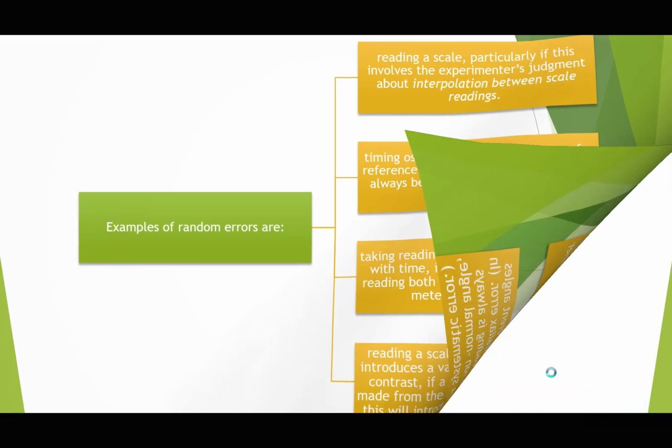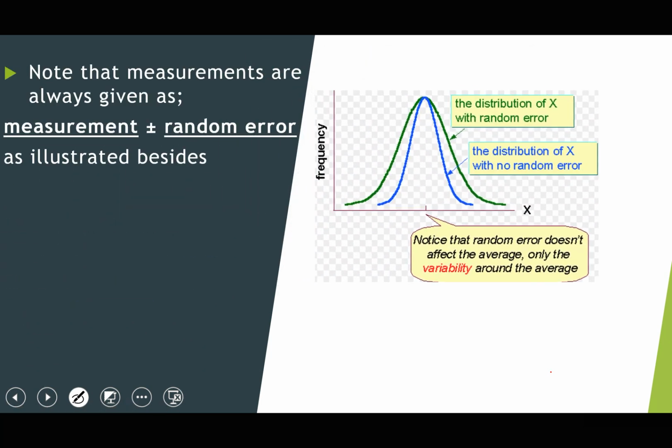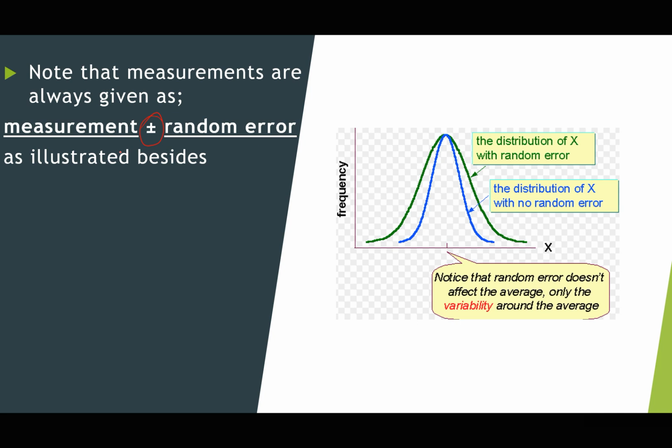Okay, so normally the measurements here, unlike for systematic, these are given as plus or minus. The first measurement can be above and the second measurement can be below.